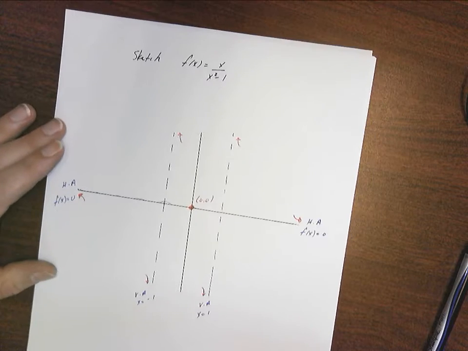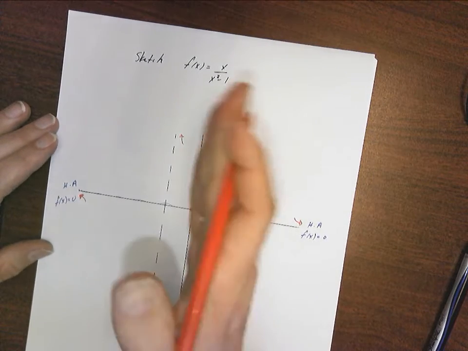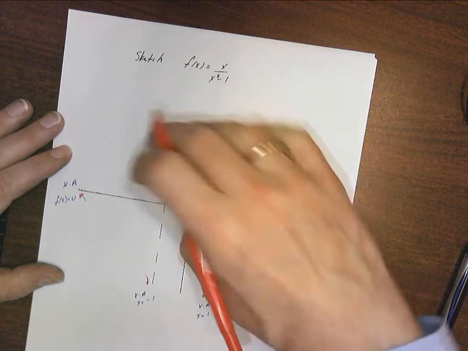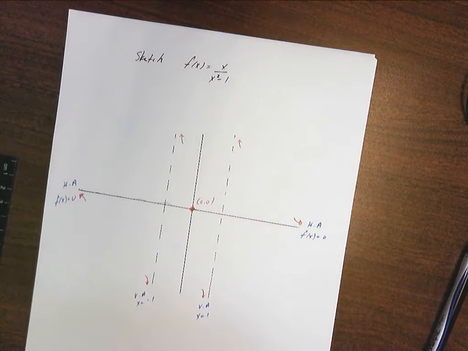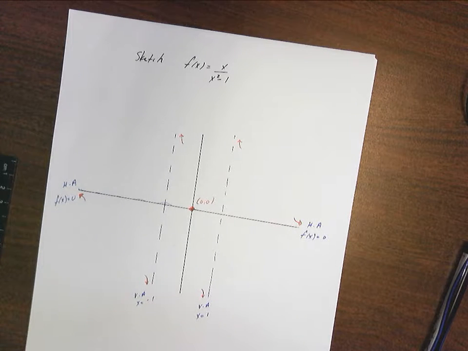Symmetry. Neat. I could choose just to graph this side and then rotate it about the origin. I'm not going to, but I could. And if I was a computer programmer, that would make a lot of sense.